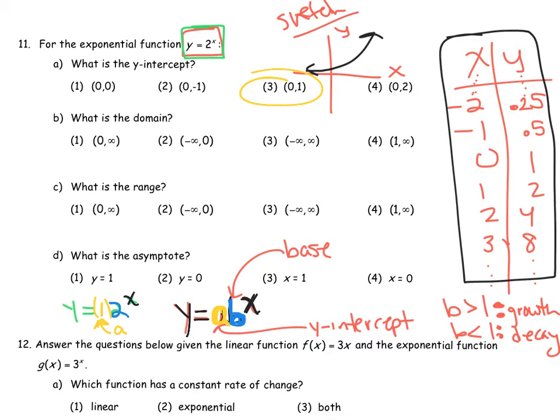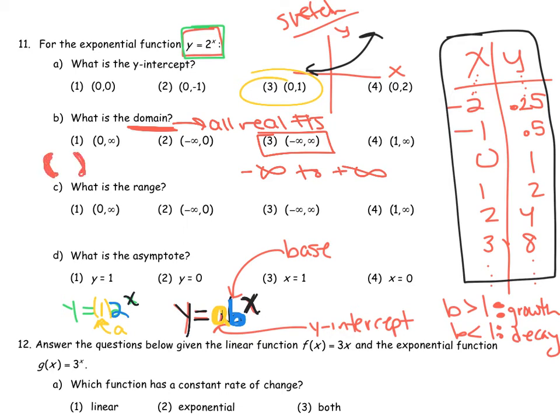All right, domain. So the domain for all of our exponential functions is always all real numbers. So that's going to be answer choice 3. We're going from negative infinity to positive infinity. Don't forget, parentheses mean not including. The hard bracket means including. The reason we don't have a hard bracket on infinity is because you can't ever actually reach infinity. So hard bracket means include, and the soft bracket or parentheses means not including. Hopefully that helps clarify.